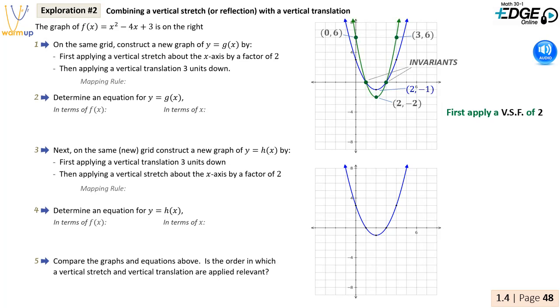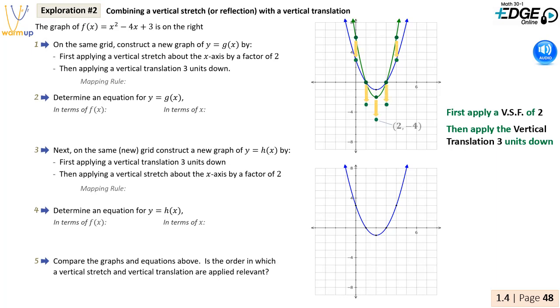Stretching vertically by a factor of 2 lowers our vertex from (2, -1) to (2, -2), and raises the points found at (3, 3) and (0, 3) to (3, 6) and (0, 6). Of course, our x-intercepts remain invariant because the heights of 0 double and remain 0. Now we'll move all of the points 3 units down. This puts our vertex at (2, -5).